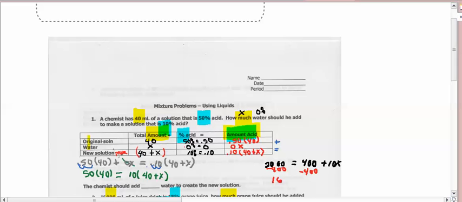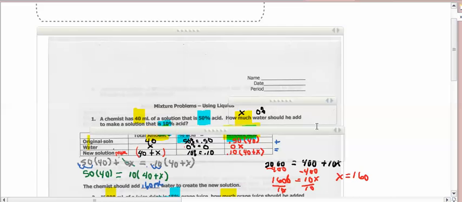I get 1600 here, and we have 10x. Divide by 10, divide by 10. I can cancel one of the zeros, and my x is equal to 160. So we have 160 milliliters of water need to be added. Okay. Alright, so that is number 1.